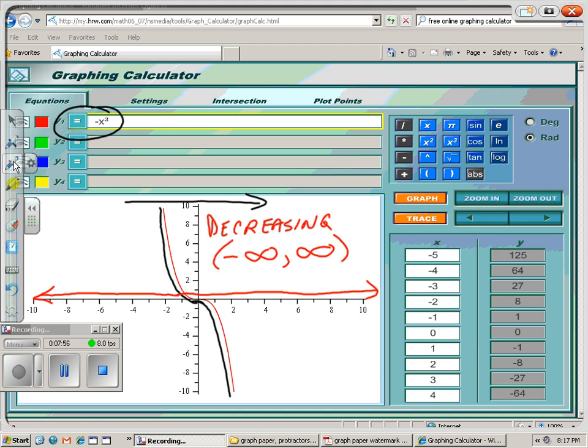Parentheses around both, we can't include infinity. And remember, the only reason I show you this, and you'll see this in your homework, is because it appears to go constant right there, but it never actually stops decreasing. It's kind of a trick.